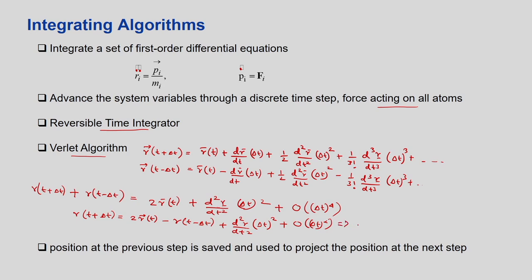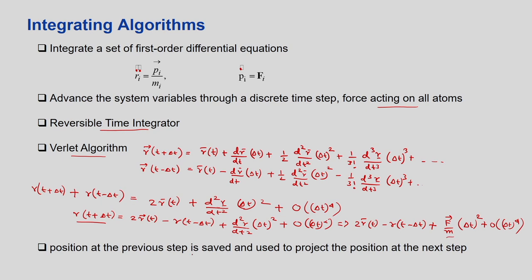So, now you can also write this in terms of force: 2r(t) minus r(t minus delta t) plus, see, d2r by dt square is acceleration. So, I can write here a vector of force by m into delta t whole square, okay, plus you have the order of delta t to the power of 4. So, it means I can write down the next position with the help of the current position, previous position and the force acting on that particular mass. So, with this I can calculate.